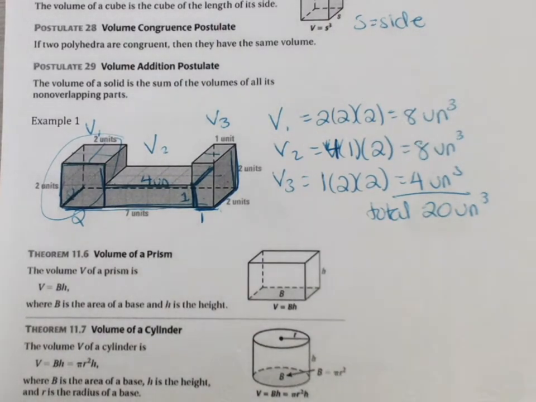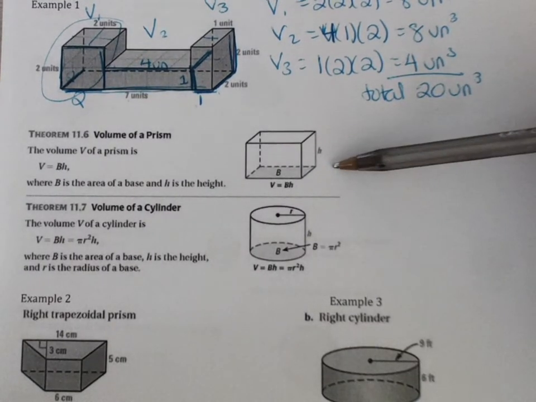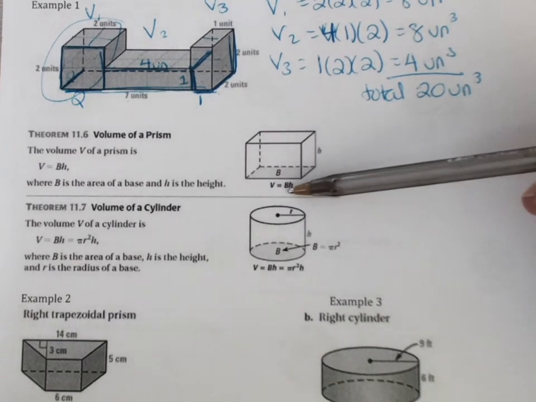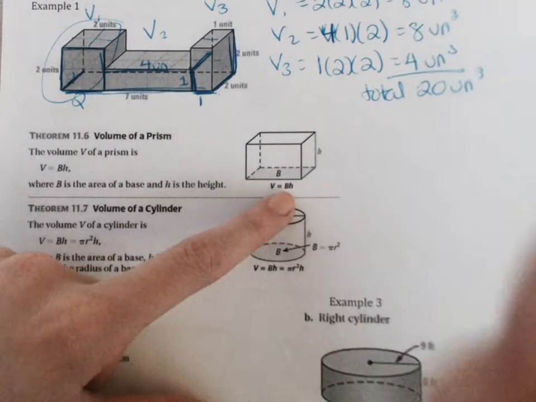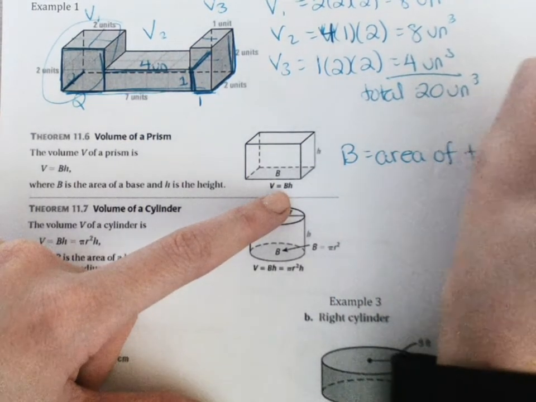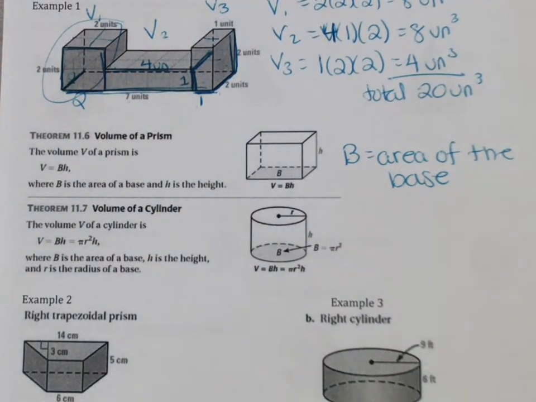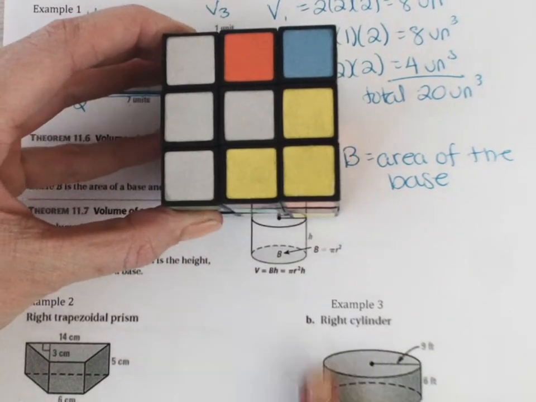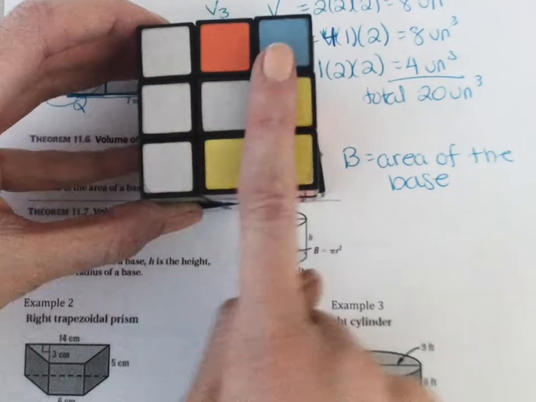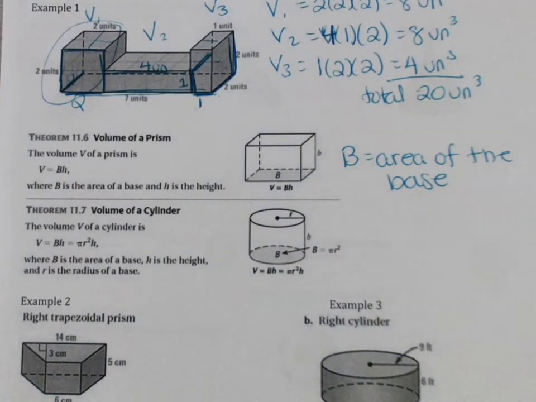All right, so the next two that we're going to look at are the volume of a prism and the volume of a cylinder. So here, we've got volume equals area of the base times height. Notice this big B right here equals area of the base. The base is just whatever your figure would sit on. So if I'm looking at this Rubik's Cube, the base is just what it's sitting on at the bottom. Or if I were to flip it over, this would be the base. So it's whatever your figure is sitting on.